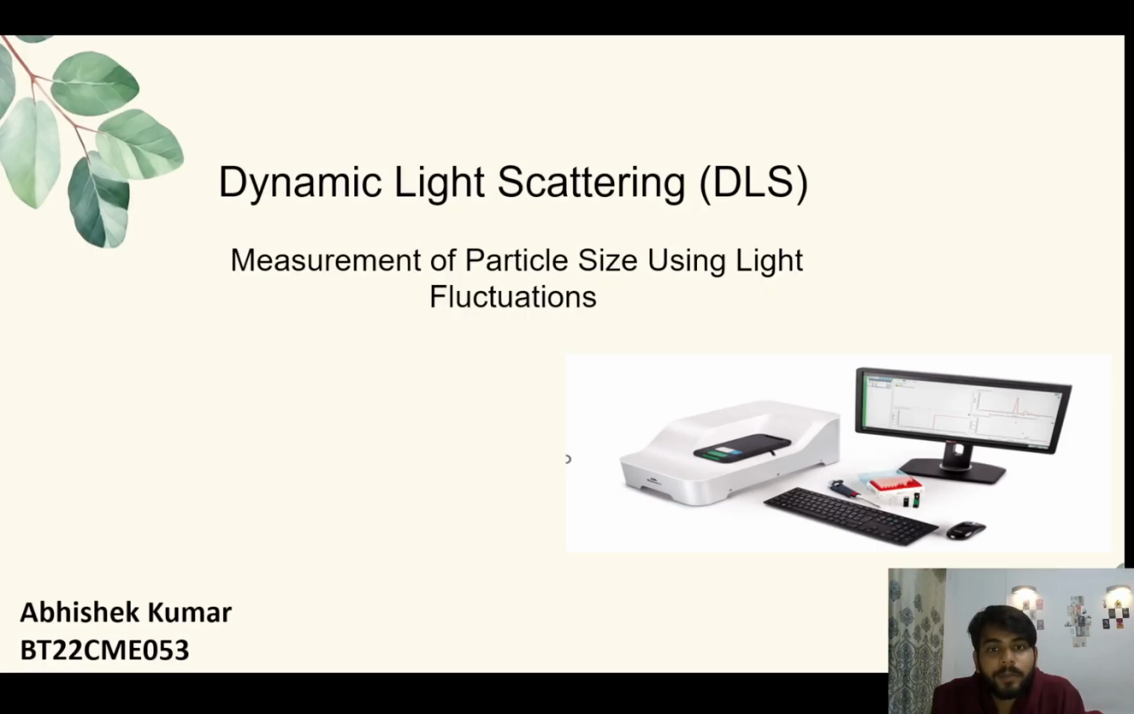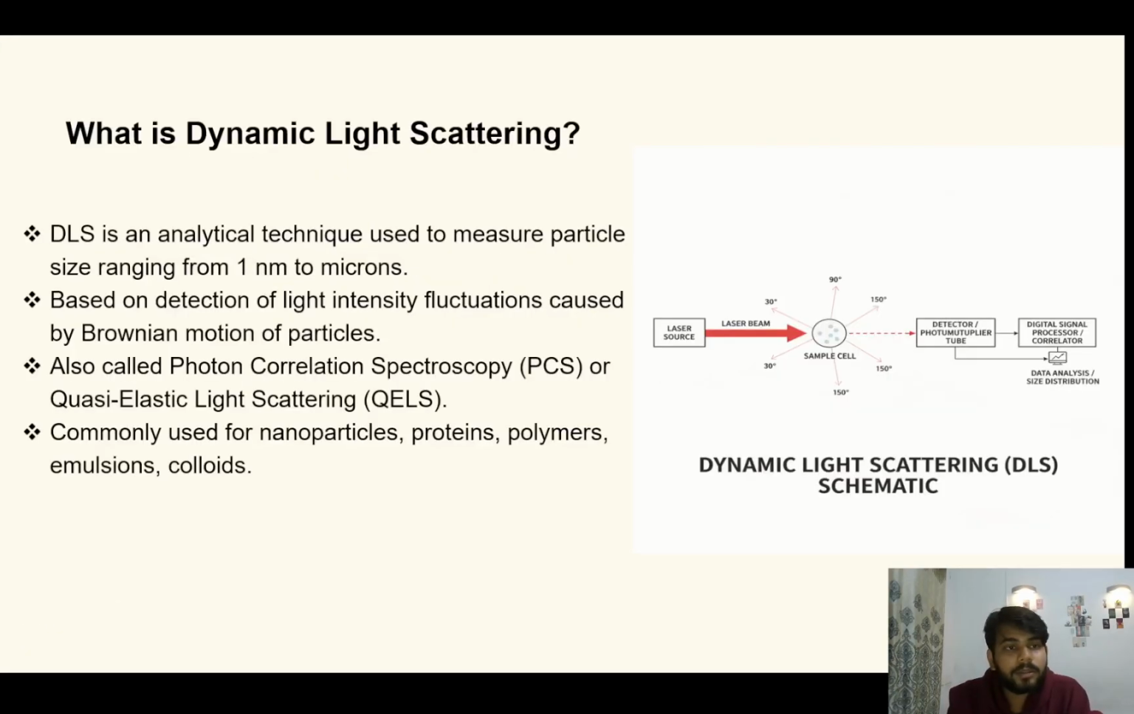This technique plays a major role in analyzing nanoparticles, proteins, polymers, emulsions and even many products which we use in our daily life. In this presentation, I will be first covering what DLS is, how it works, its working principle, various components of the DLS, its applications, advantages, disadvantages, and at last we will also see its relevance in our daily life. So first, let's see what DLS is.